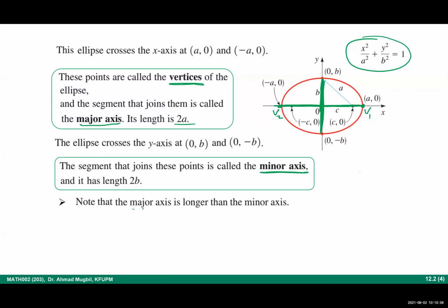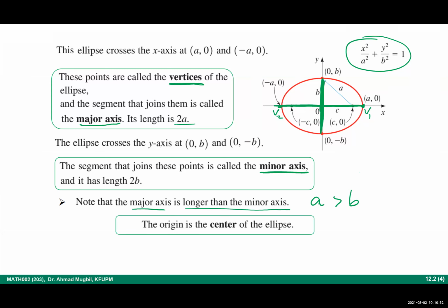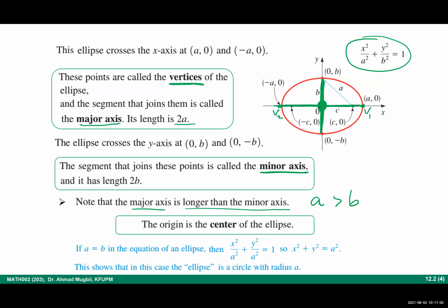Notice that the major axis is always longer than the minor axis. Why is that? Because A is greater than B. A greater than B. So this is why the major axis will always be greater than the minor axis. What is the center of the ellipse? This is the center of the ellipse. It is the origin. Of course, this is the case of the unshifted one. This is interesting, guys.